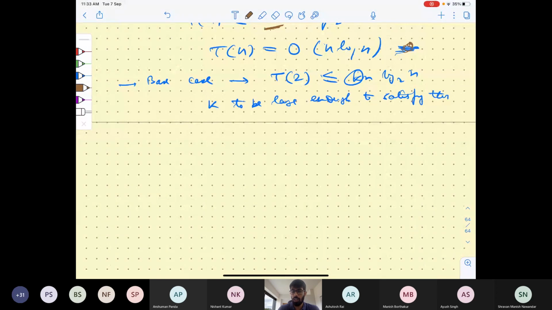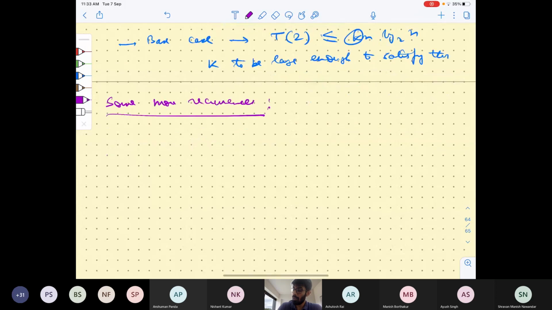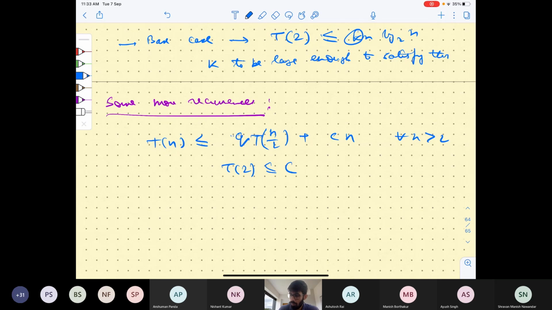All right, so let's look at some more recurrences. Let's look at a similar recurrence, but now suppose we don't have exactly two subproblems, but we have some q subproblems of size n over 2. So suppose T(n) is less than or equal to q T(n/2), plus again linear time for merging, and again T(2) is less than or equal to c. So now suppose this q is there. This q was 2 earlier.